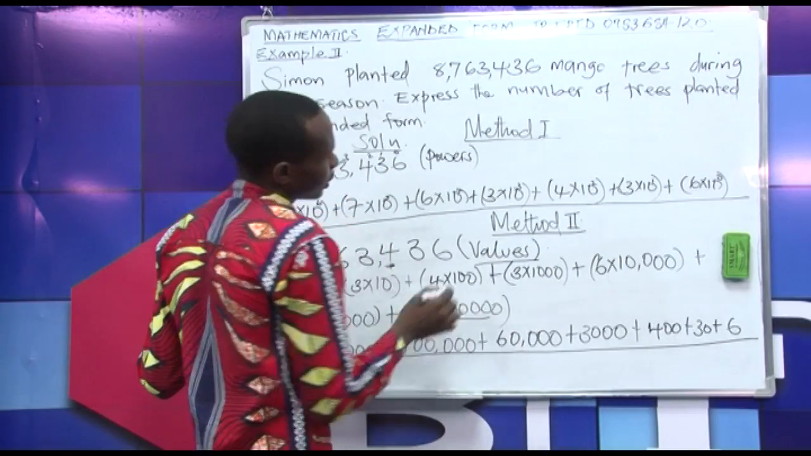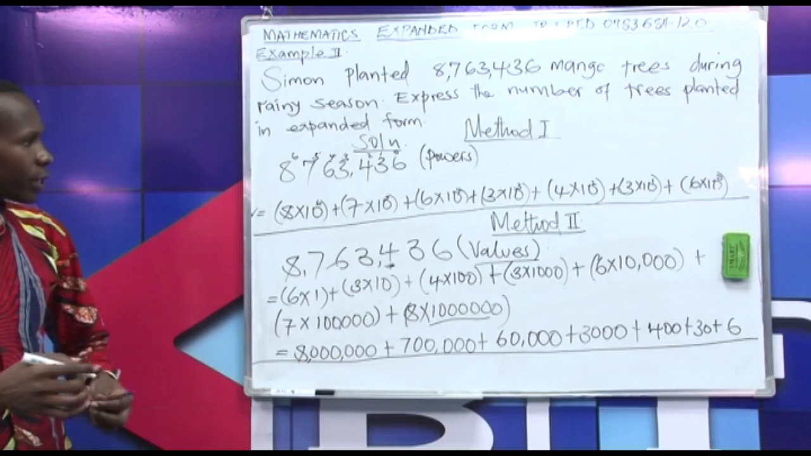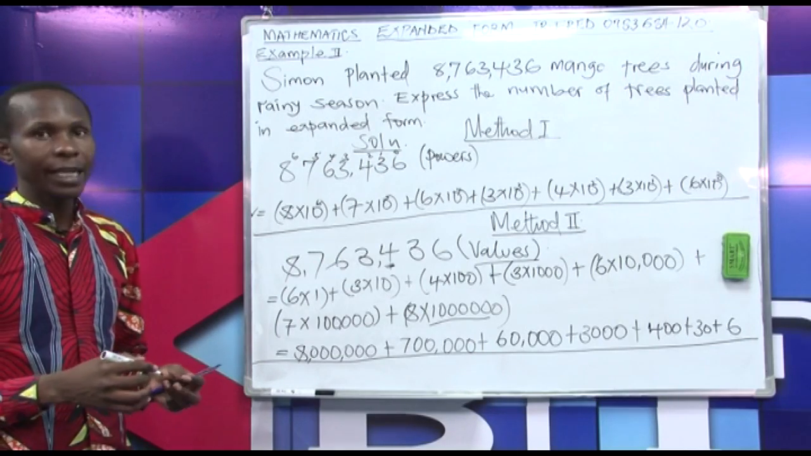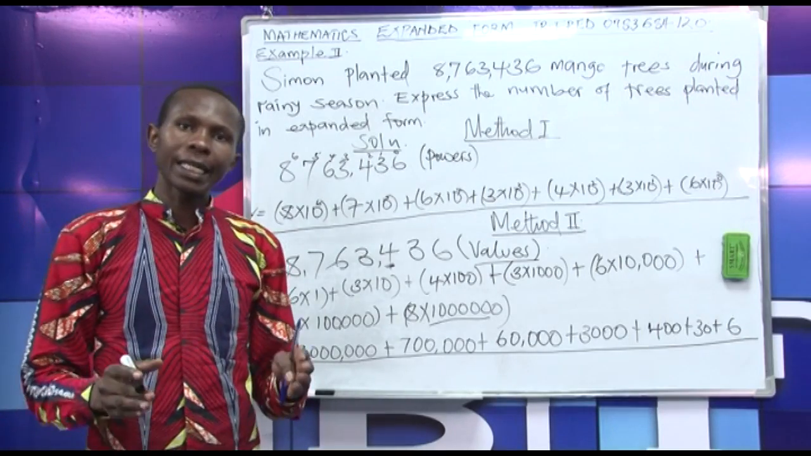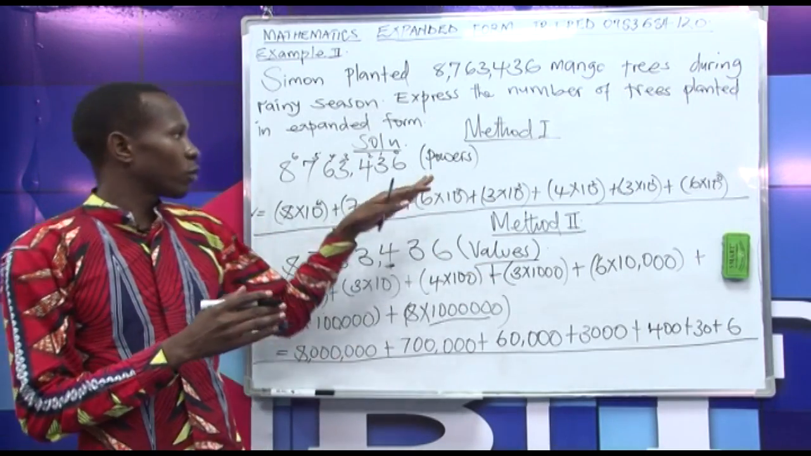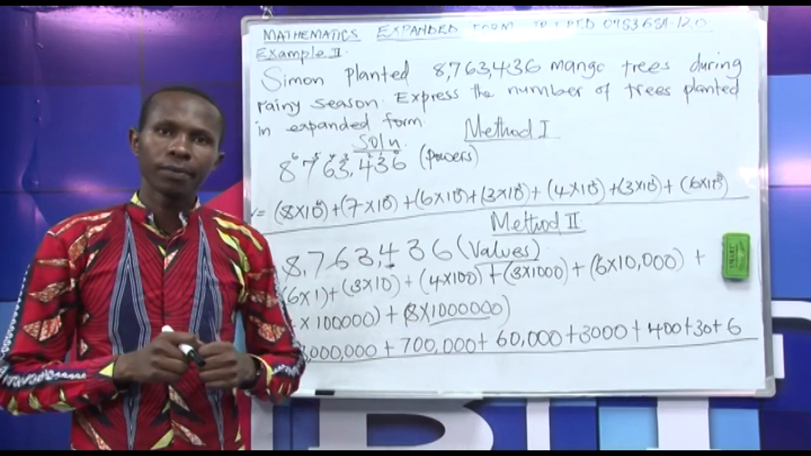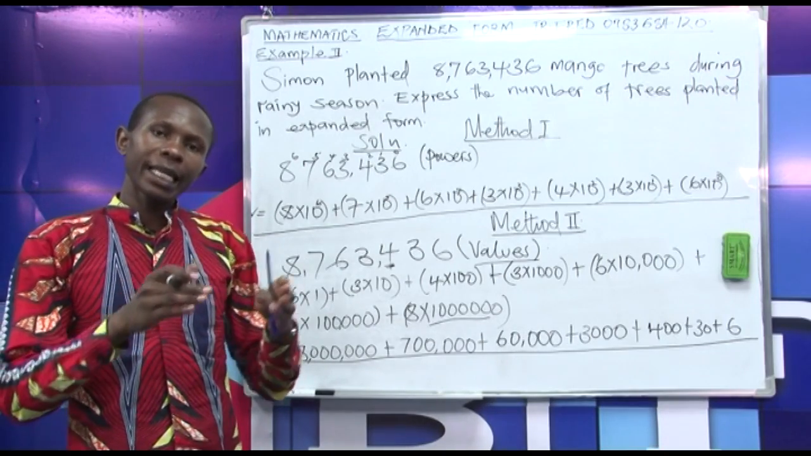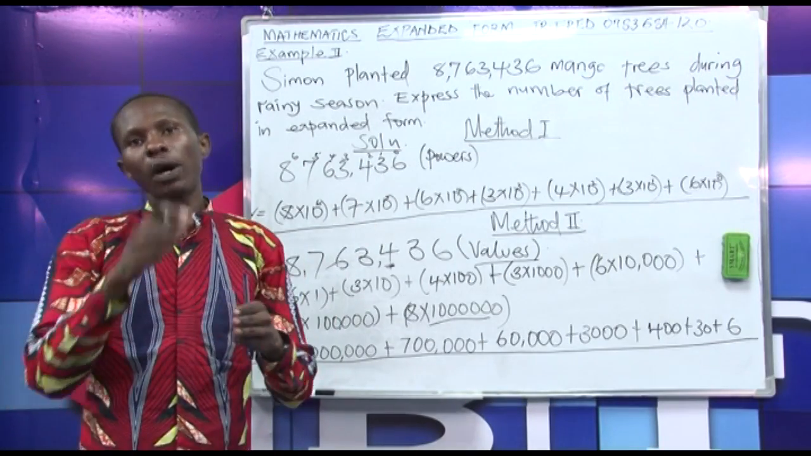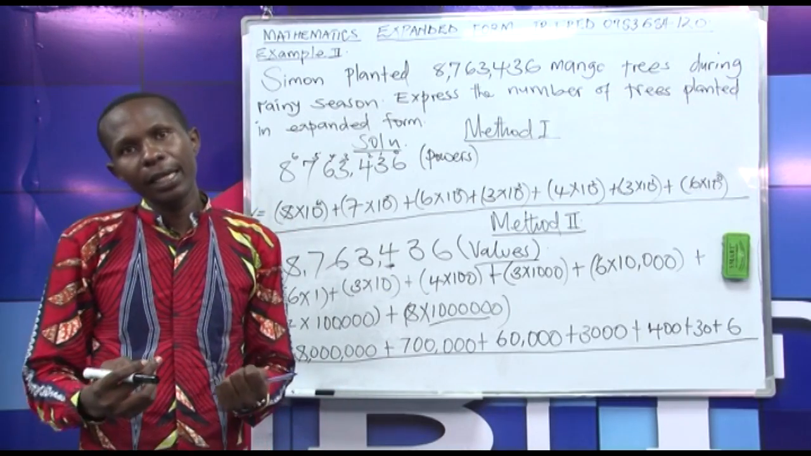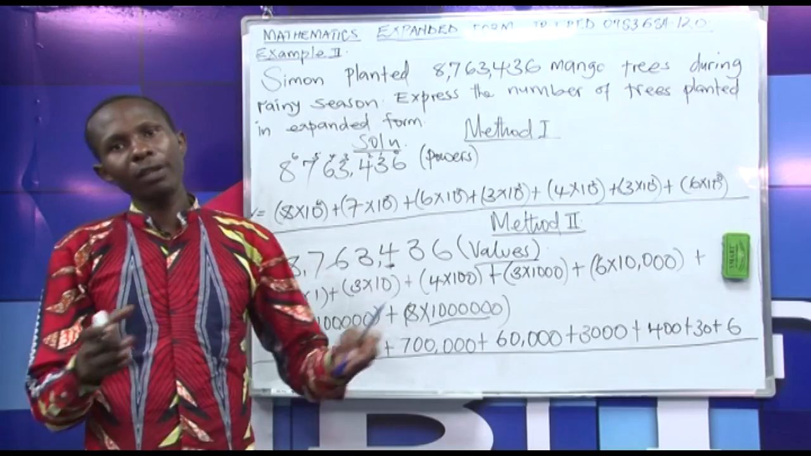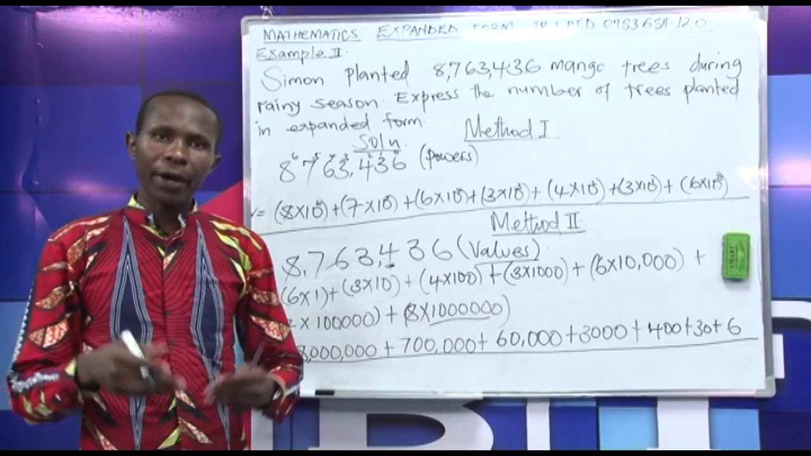So all these methods are necessary, but whenever you are using them, always consider the question. What does the question want us to do? If they say use values, and you use exponents, you are wrong. But if they say using exponents and you use values, you are wrong. You have to go with the method they want. If they ask for a different method and you give a different method, they will mark you wrong.